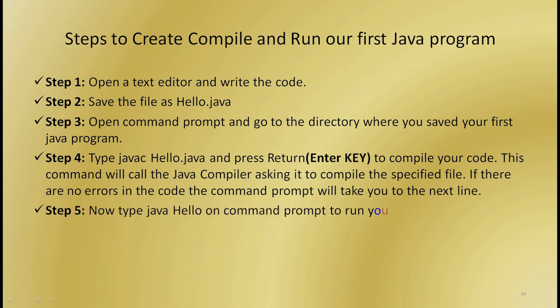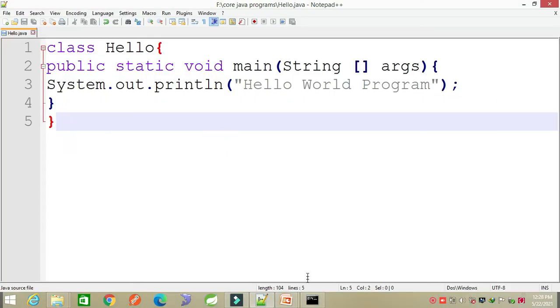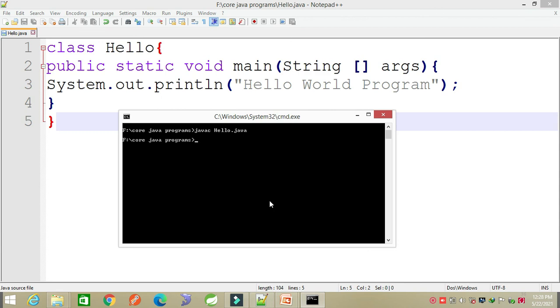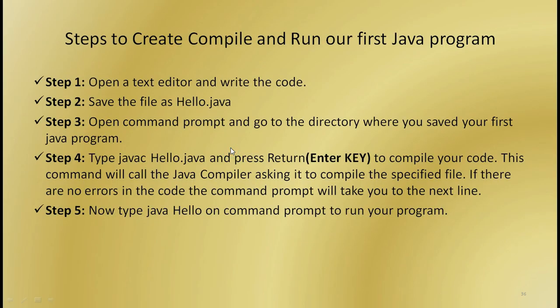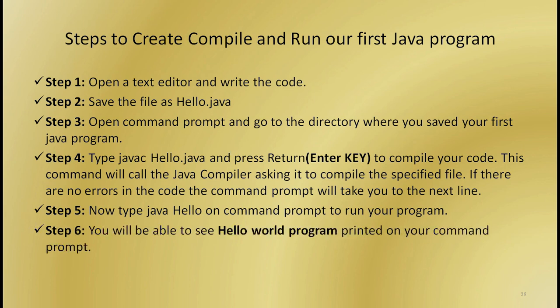Step number 5: now type java hello on the command prompt to run your program. Type java hello, enter. Here's the output. Step number 6: you will be able to see the Hello World program printed on your command prompt.